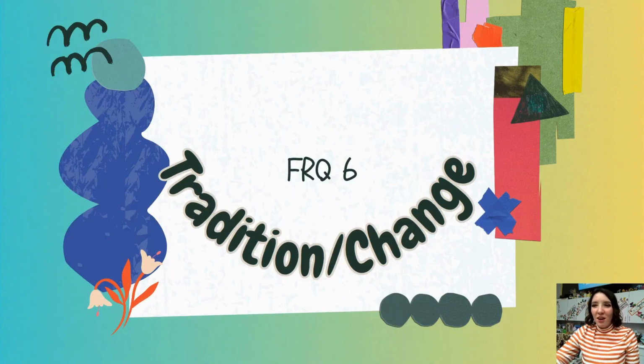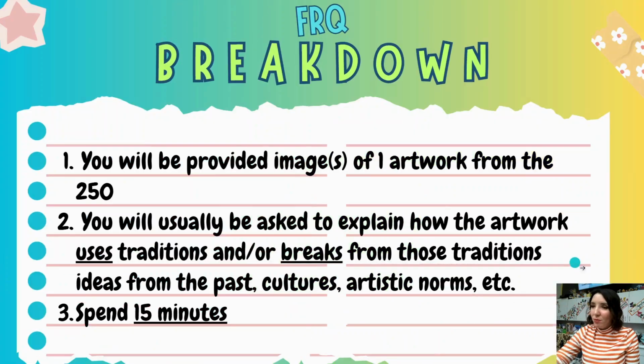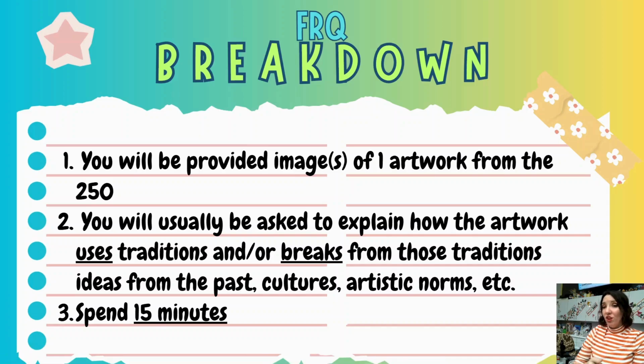So today we're going to talk about FRQ 6, which is the tradition or continuity and change skill for the AP Art History exam. Now the tradition change FRQ can be a tricky one, but if you understand how to look at the question, it's not as bad as we think. So first thing, it's going to give you an image from the 250.